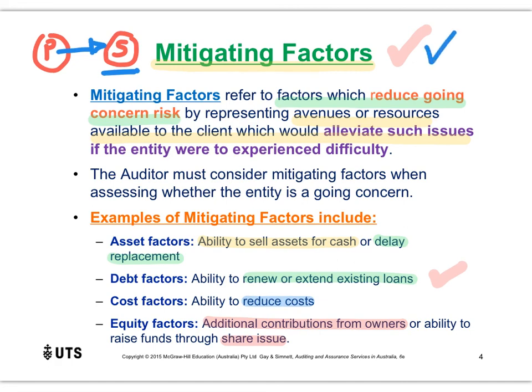Okay, so we can't just identify the problems, the going concern issues. We must also think about, well, are there any additional factors that may reduce those issues as well. It's only by thinking about both of these that we can get to a better and more accurate conclusion regarding the business's ability to keep on operating.